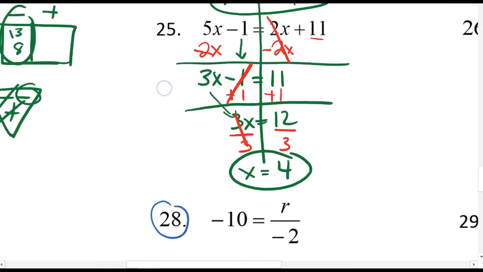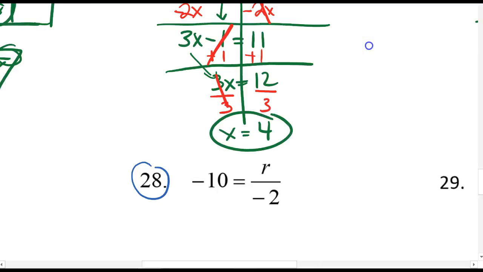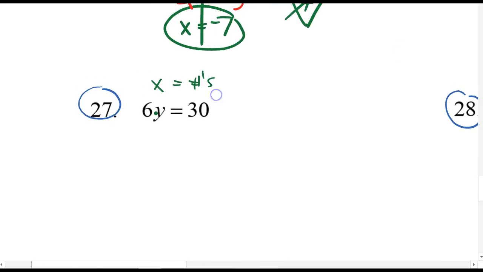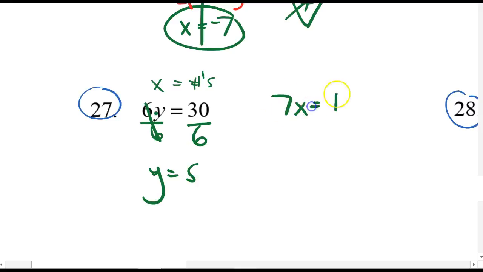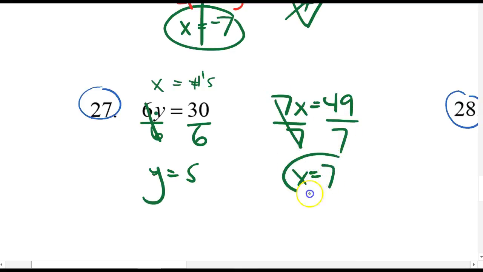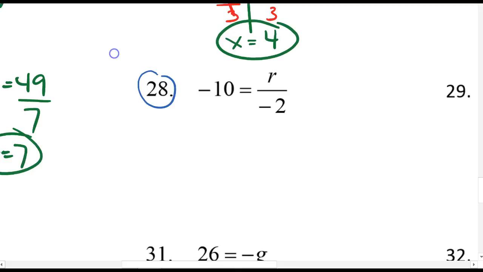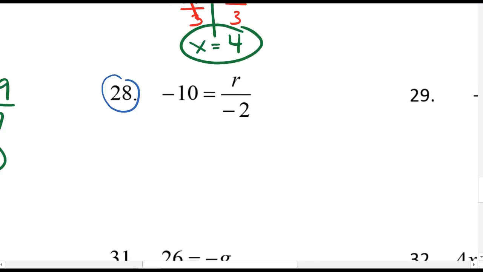Divide 3 here, divide 3 here. We didn't have to divide here, but it's the same thing here. I want to get rid of this 6, so I'll divide 6. Y equals 5. Okay, another example. 7x equals 49. I want that 7 to go away. Boom, divide it. X equals 7, 49 divided by 7. Okay? Alright, so 28.